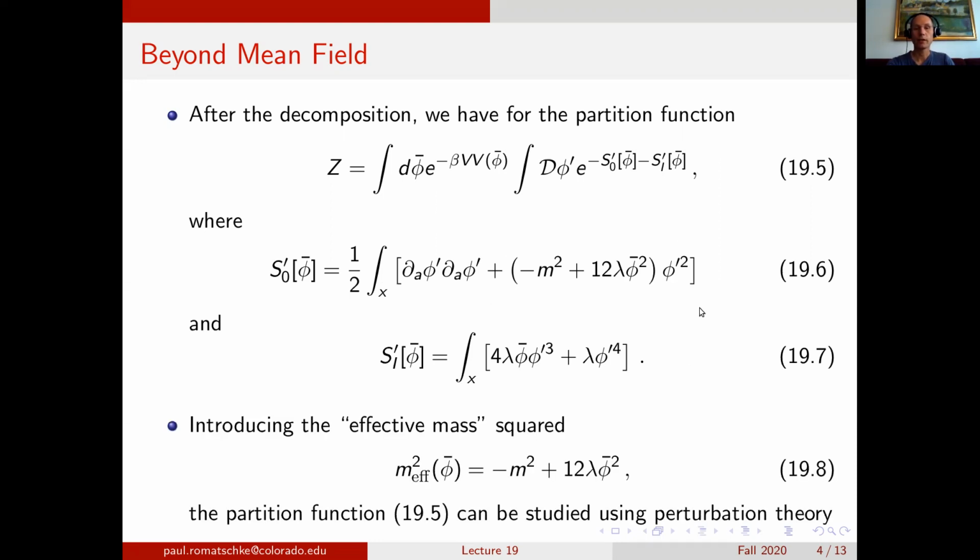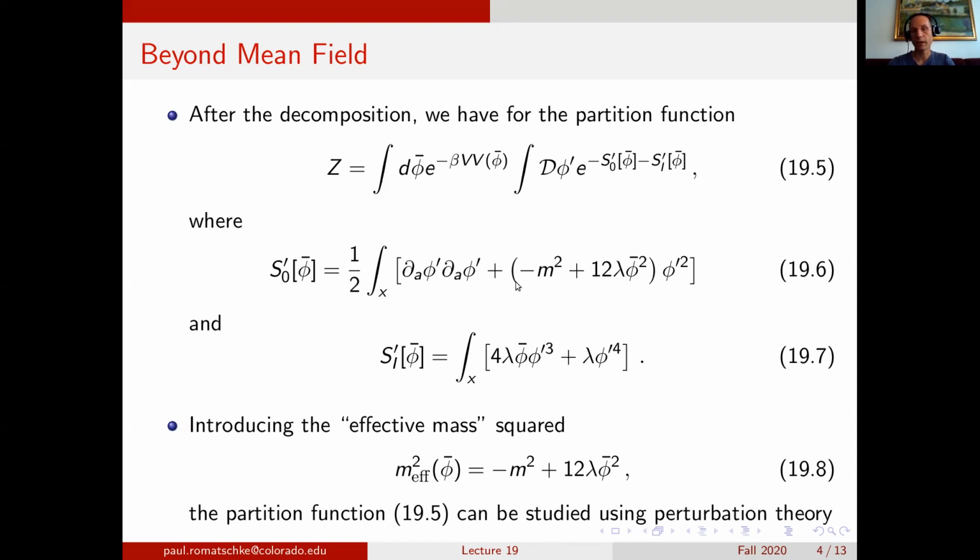If we look at the expression for S0 prime, that looks just like the non-interacting contribution from the quantum field theory with an effective mass, the effective mass being given by these two terms that multiply the term quadratic in fluctuations. And it's an effective mass because it depends on an external parameter phi bar, but otherwise this dependence doesn't really complicate the calculation because for the path integral expression, we can treat phi bar to be an external parameter.